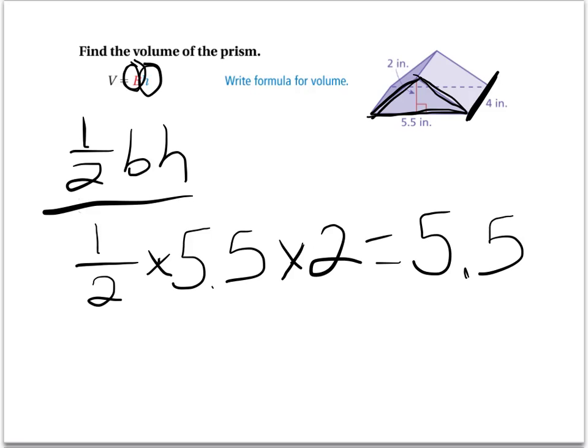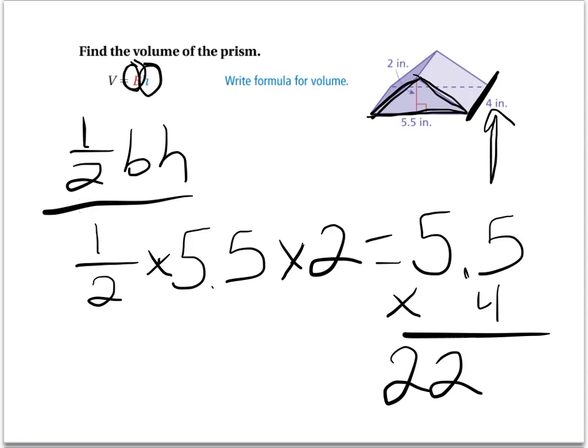I then just have to multiply it by the height, which is the 4, so I'm going to take the 5.5 and multiply it by the 4, and I'm going to get 22. And again, my label, inches cubed, because I'm talking 3 dimensions, no longer 2 dimensions, but 3 dimensions. How many boxes can fit inside of that triangular prism? It'd be 22 of them, so 22 inches cubed.